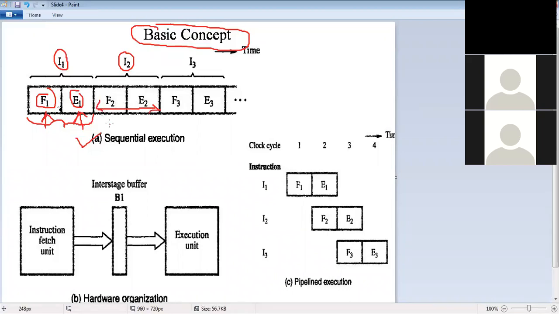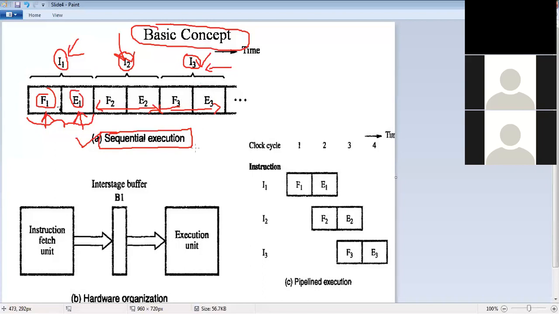So this kind of organization is called sequential execution. Now let us calculate how many cycles are required to execute these 3 instructions. For I1 I need 2 cycles, for I2 I need 2 cycles, and for I3 I need 2 cycles. So 2 plus 2 plus 2, 6 cycles are required for the execution of 3 instructions.